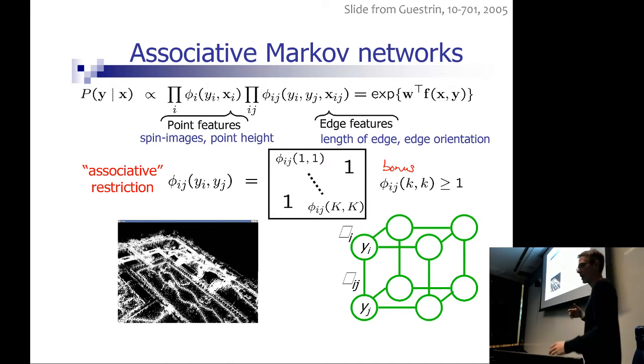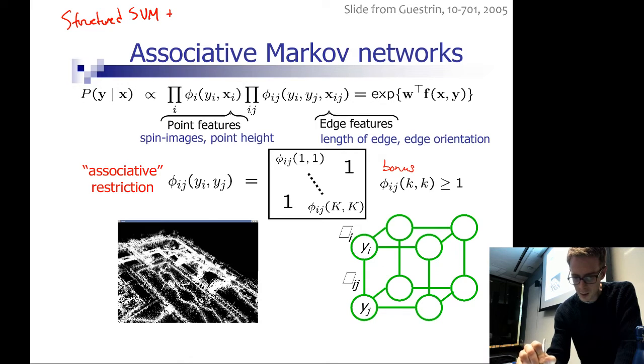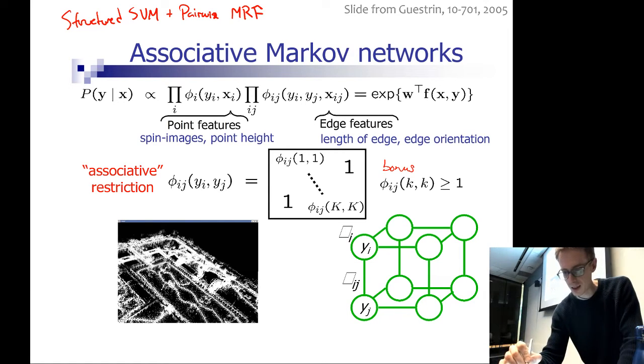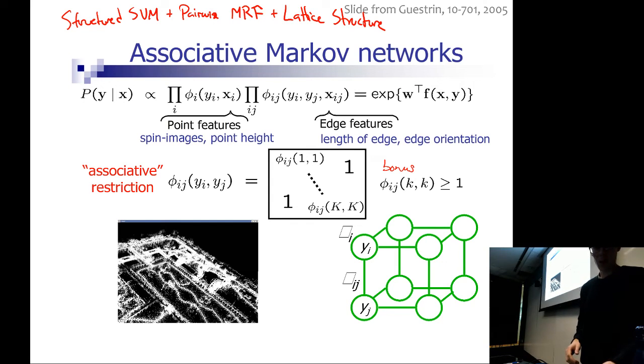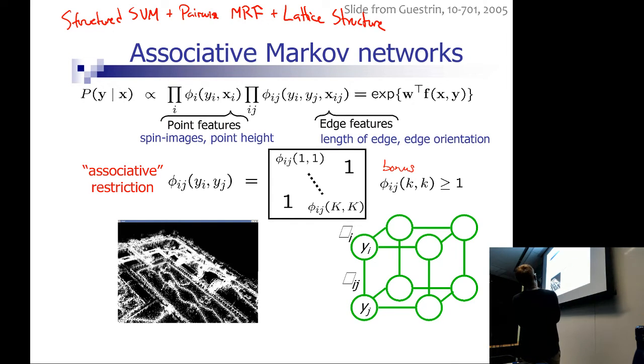So essentially, an associative Markov network, you can just think of as structured SVM plus pairwise MRF. And there's one more detail, which is that the actual pairwise MRF has a lattice structure. Those three ingredients, we're going to give the name associative Markov network.